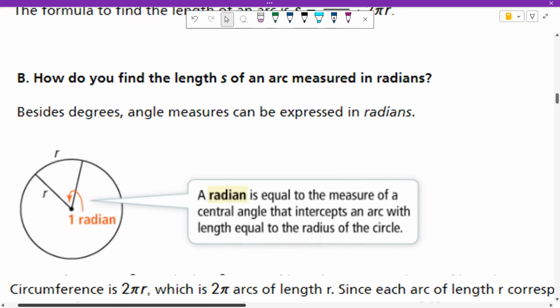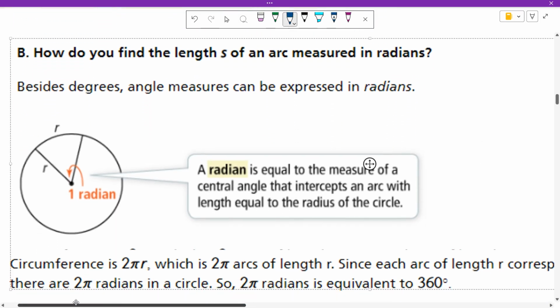Okay. The next thing is a radian. A radian is equal to the measure of the central angle that intercepts the arc with the length equal to the radius of the circle. So that's a little longer definition on your vocab sheet.